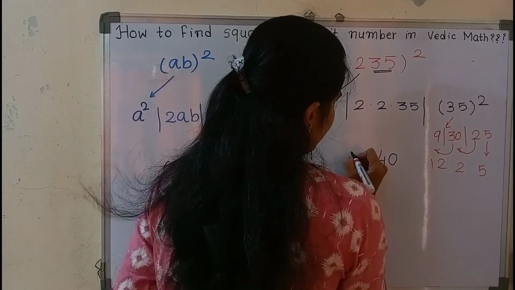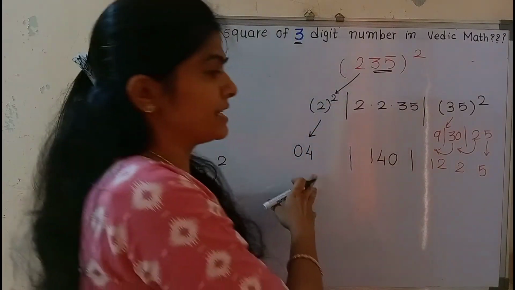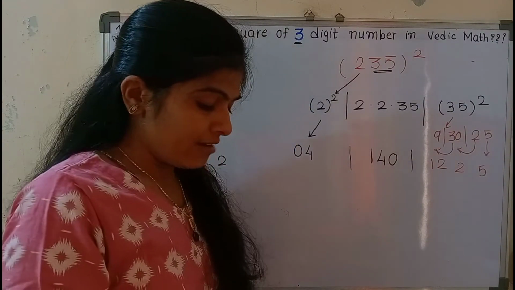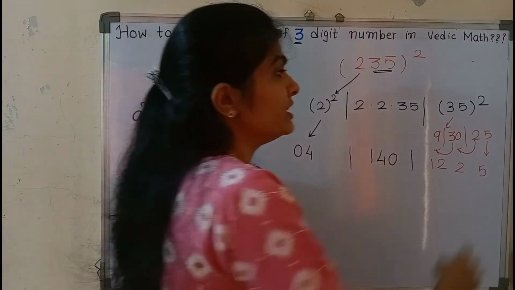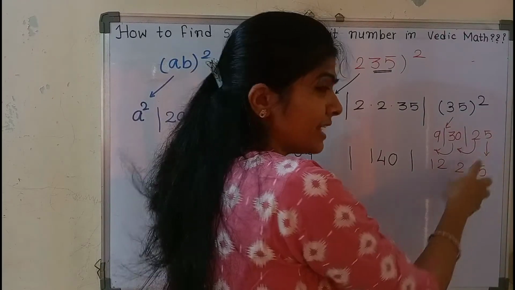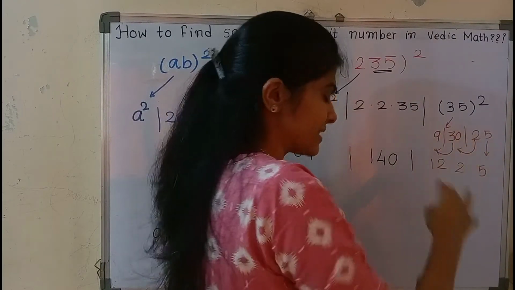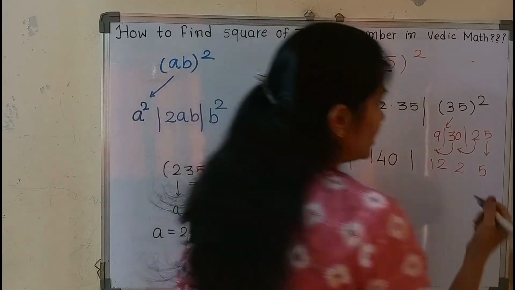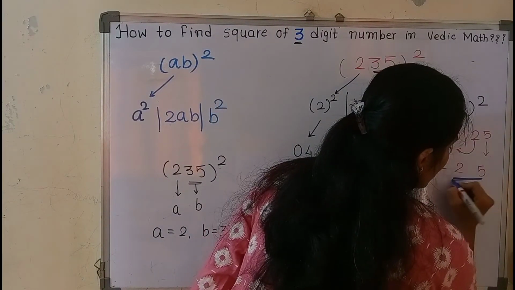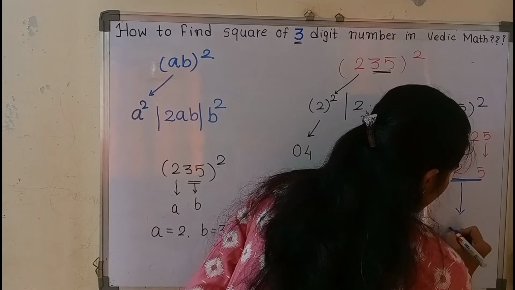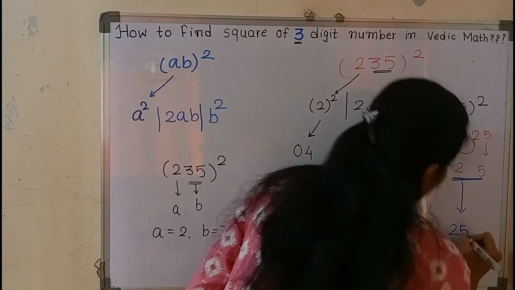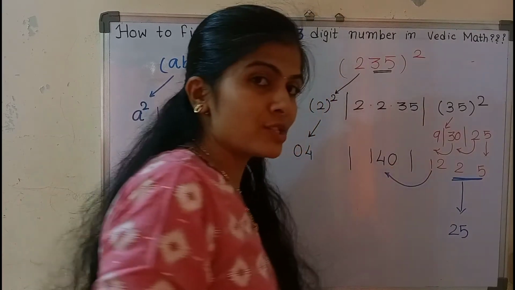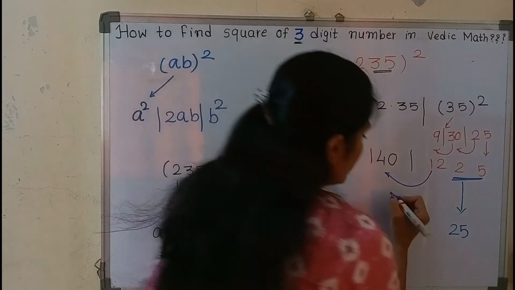So I am having 3 divisions. This is my A square, this is my 2 times AB, and this is my B square. Now in the previous one, what did we do? We just wrote one digit and then considered the other digit as carry, right? Now instead of considering just one number, we need to consider these 2 digits. We need to write them down over here. So this is 25. This 12 is going to be added with this 140, so it will become 152.